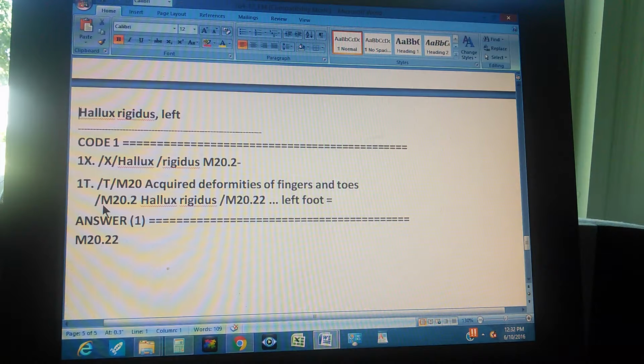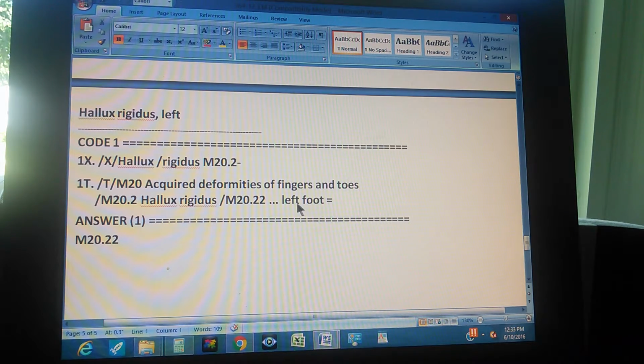Now we add one more character, then number 2, right? So what is that? M20.2 is hallux rigidus. Hallux rigidus means a stiff big toe. Hallux is big toe and rigidus is stiff, so stiff big toe. Okay, and now after we get there, we have left foot, right foot, and unspecified, right? So we choose which one? We choose an additional 2. It's left foot, because in our problem it is left, right? So that is our code then.